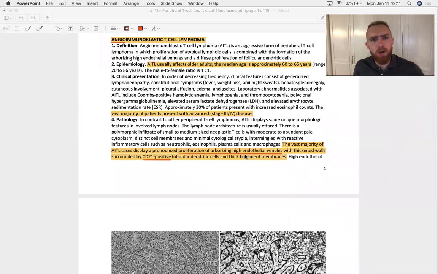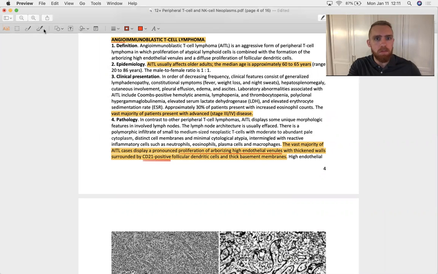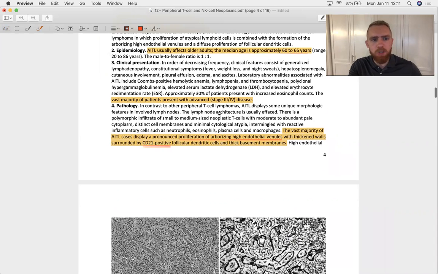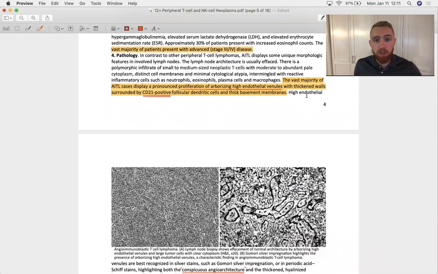Now the angioimmunoblastic T-cell lymphoma, love this one. They tell you exactly what it is. It's going to be white cells proliferating around a blood vessel. Median age of presentation 60 to 65. The vast majority of patients present with advanced disease. What's the doctor way to say it? Proliferation of arborizing high endothelial venules, surrounded by a CD21 positive follicular dendritic cell and thick basement membranes.